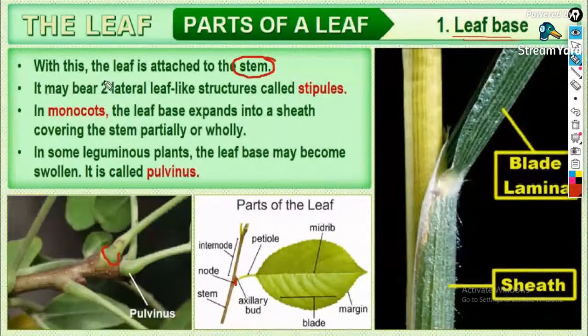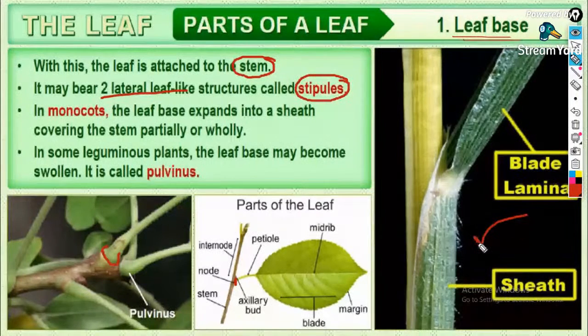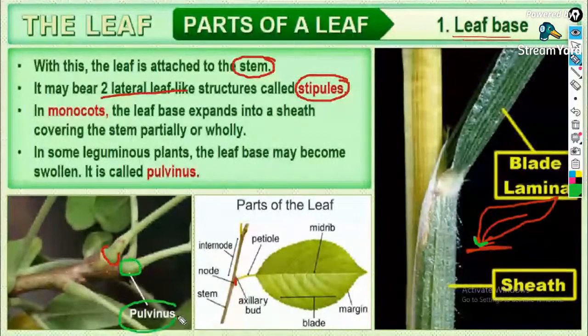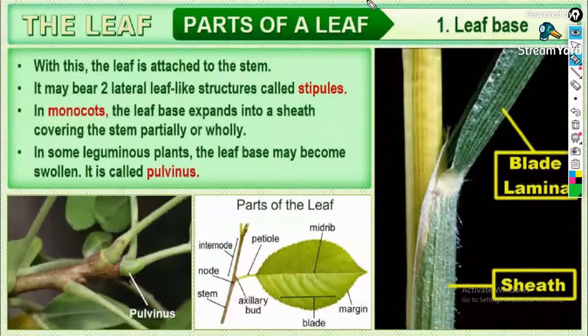It bears two lateral leaf-like structures called the stipules. Whenever you look at a leaf, you will see two structures attached to the stem, from where the leaf arises. You will see two green, flat structures, and that you will call a stipule. Sorry, let's talk about it once again.